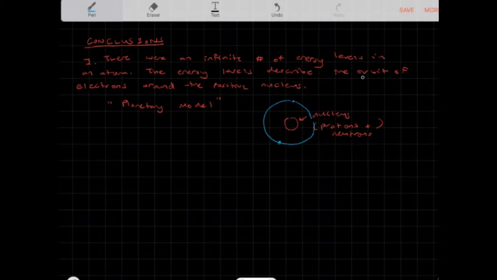So he basically called these guys electron shells, and Bohr stated that there was an infinite number of electron shells, which represent an infinite number of orbits that you can basically have in an atom, right?